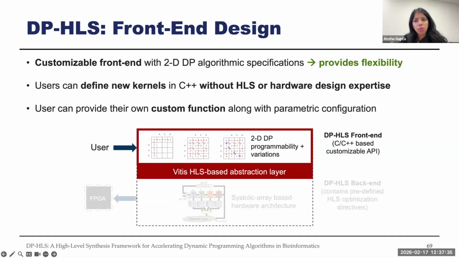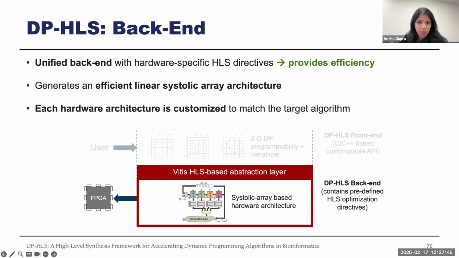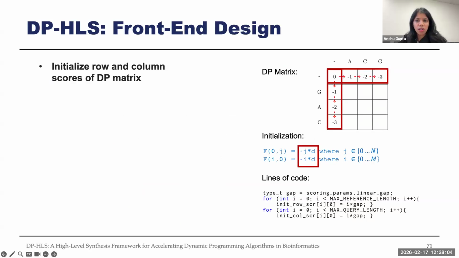So the unique thing about DP-HLS is that in the front end design, in addition to parametric configurations, it also allows users to add their own custom function. And for that, users are not required to have any hardware design expertise. Now, in the back end, DP-HLS uses certain HLS directives, which enables it to generate efficient linear systolic architectures. Each of these architectures is customized with its own unique functionality, operations, and data flow patterns to match the specific needs of the target algorithm. Now I'll go through the steps of providing the customizability in the DP-HLS frontend.